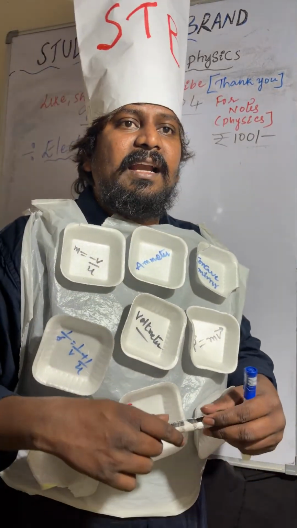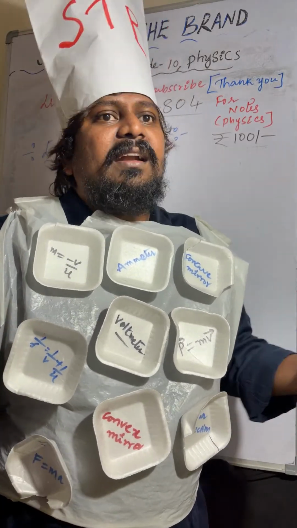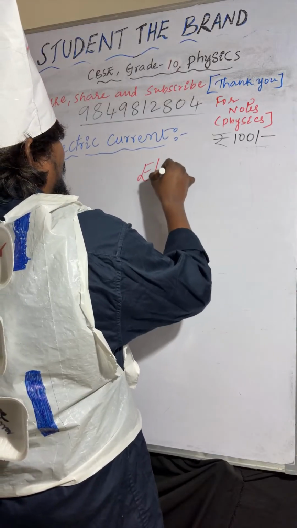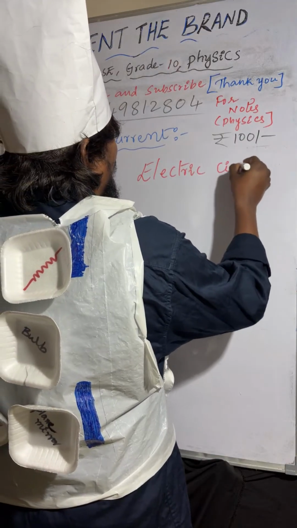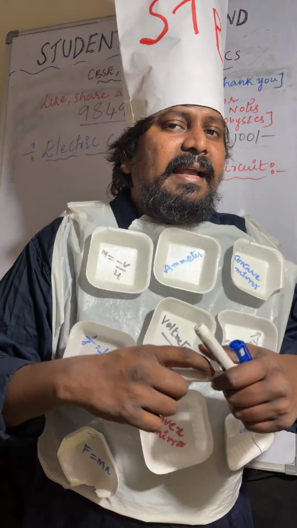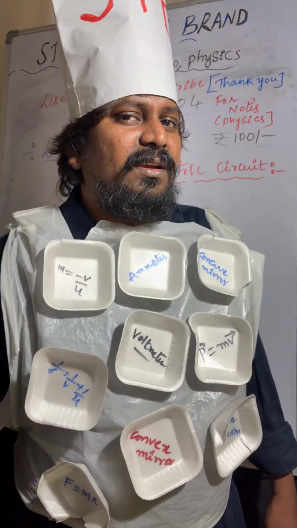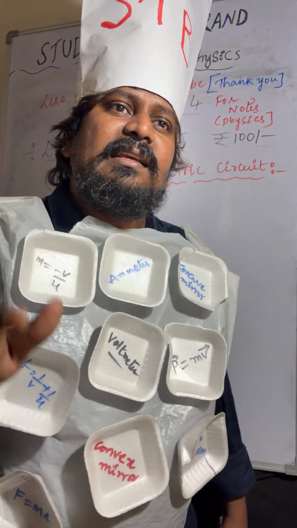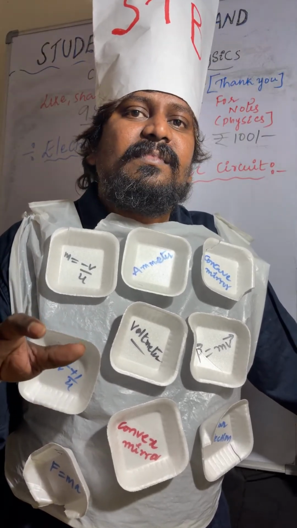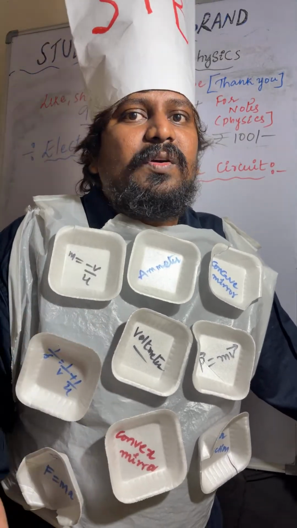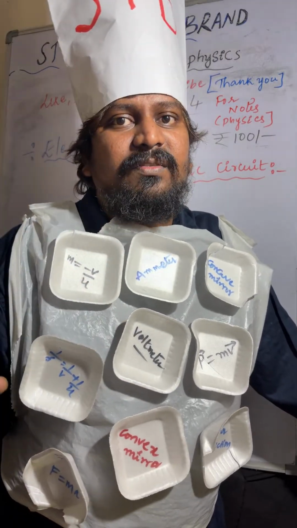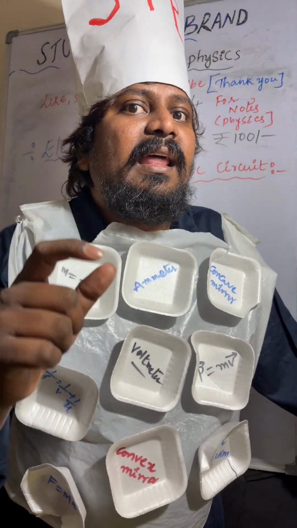Electric circuit. A continuous and closed path of an electric current is known as an electric circuit. What is an electric circuit? A closed and continuous path of an electric current is known as an electric circuit.